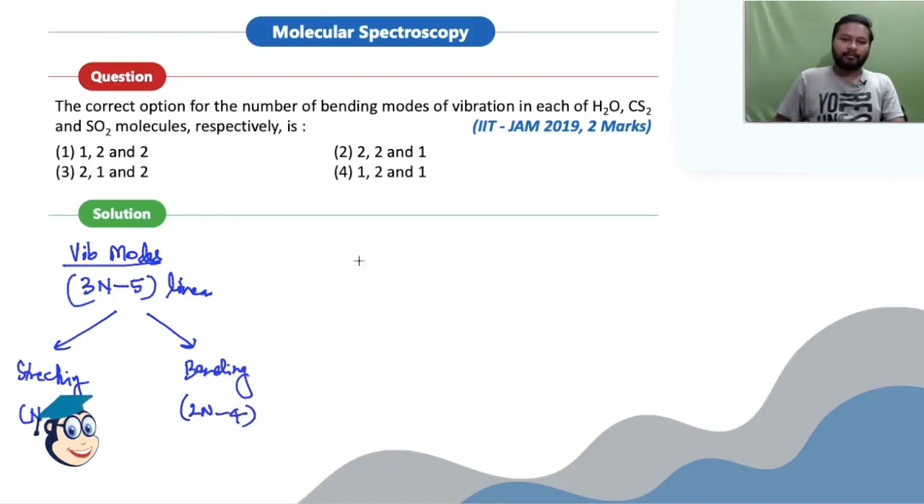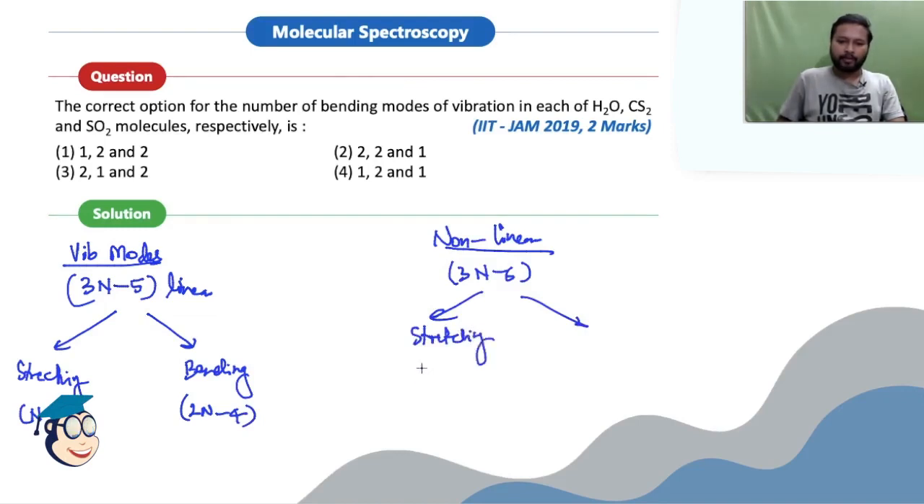Now let's say the molecule is non-linear. In that case, the total number of vibrational modes is 3n minus 6. That is the formula for a non-linear molecule. Among them also you will have stretching mode, given by n minus 1, and you will have bending mode, given by 2n minus 5. So you should know this formula in order to calculate the number of bending modes.